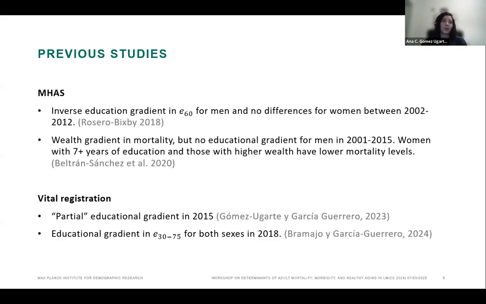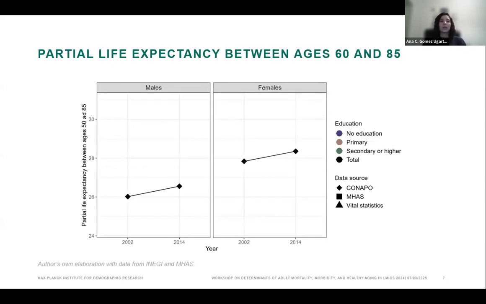So what we found so far. Here you're seeing the partial life expectancy between ages 60 and 85, estimated from this data source that we're calling CONAPO, which are the official population estimates. These are the estimates for the total population by sex, and they have been corrected for under registration and age misreporting. So these would be what we call the true mortality rates.